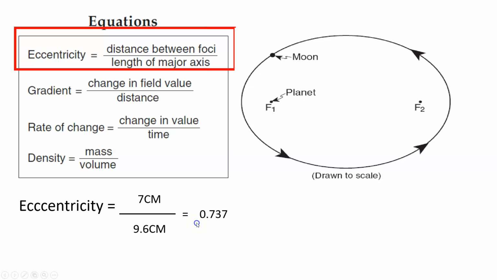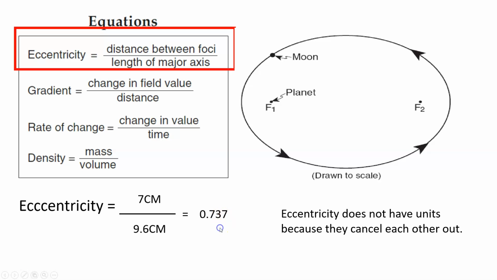So you have eccentricity is equal to, and I measured these, and you're going to have a 7 centimeter focal distance. So the distance between F1 and F2 is 7 centimeters. The distance of the major axis, remember, it's as if you draw a line between these, and you're going to measure from one end of the ellipse to the other right here, and you'll see that the length of the major axis was 9.6 centimeters. So therefore the eccentricity of this ellipse is 0.737. Now, eccentricity does not have units because they cancel out. Centimeters and centimeters cancel out. So you do not have any units here.